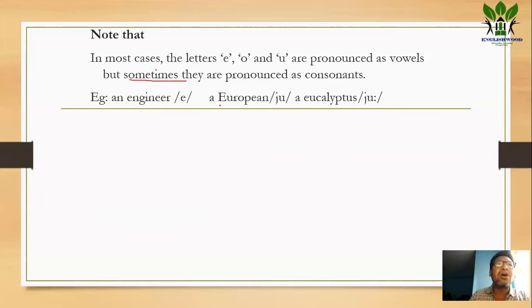So we say a European, not by looking at this E, we do not use an. Previously, we used to say that before A, E, I, O, U, which are vowel alphabets, we use an. No, it's not all the time. It depends on the sound. So, a European, the U sound is here. A eucalyptus, not an eucalyptus. Therefore, pronunciation of the word is more important than the rules.